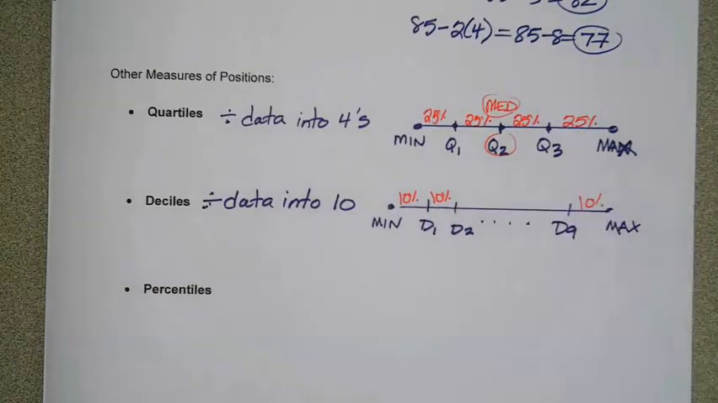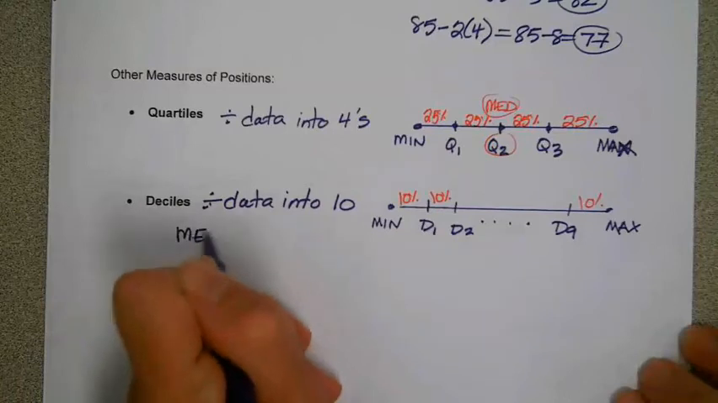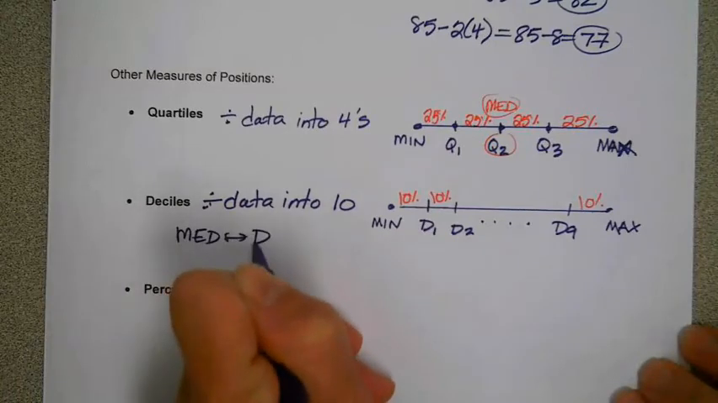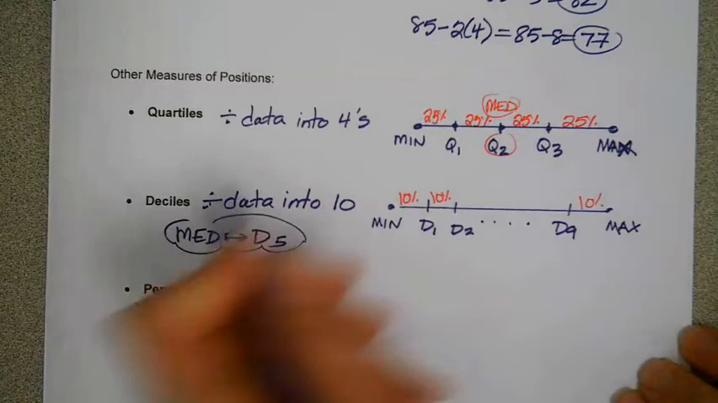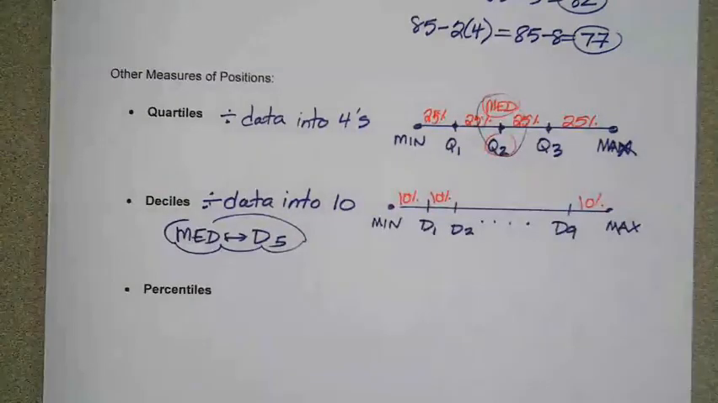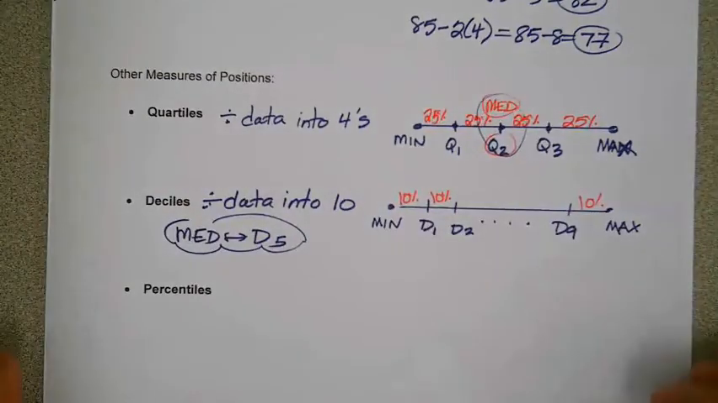So if we think about that, sometimes the question we like to just ask is what corresponds to the median, where the middle would be on that one. So the median would correspond to D5. So they would be interchangeable. Here was Q2.